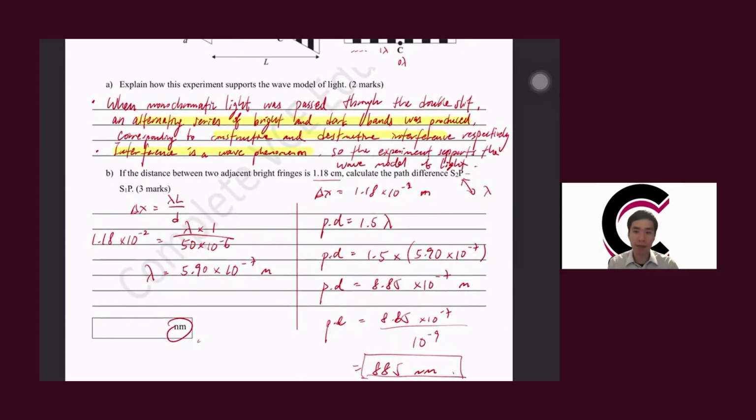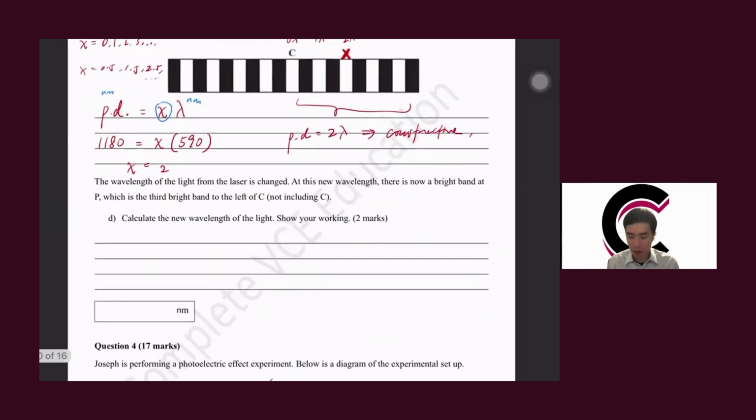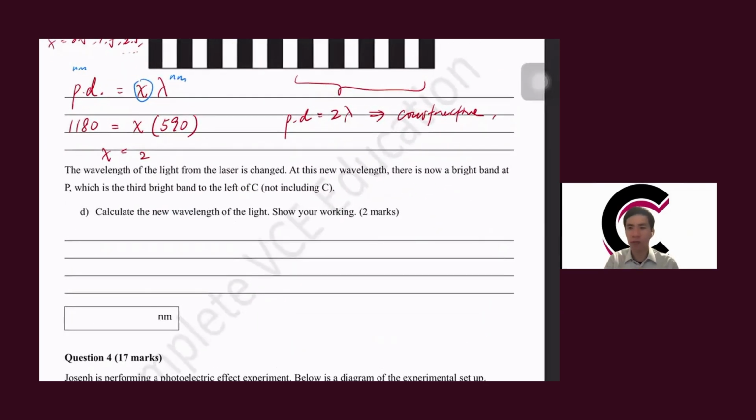Why is that the same? Because you can have different patterns, but then the distance from that particular point on the screen to the slits is not changed. It remains the same, okay? So please bear this in mind. Despite you change the wavelength, you change the frequency, doesn't matter. The path difference at point P, it is still 885 nanometers. And we're going to go from there.